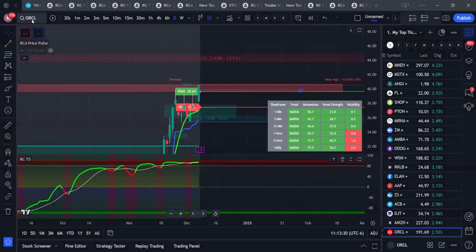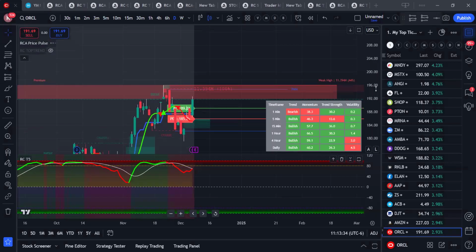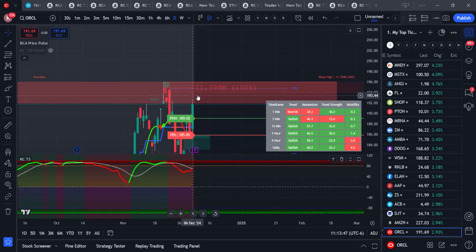Oracle can go to approximately 195 and then drop. But again on Monday, if we see more sell orders, that will increase our confidence. Or if you suddenly see a big buy order block here, more than 11 million, then there is a chance it may go a little bit up.